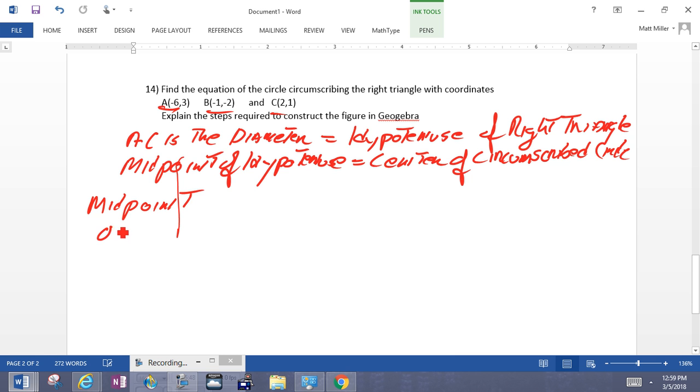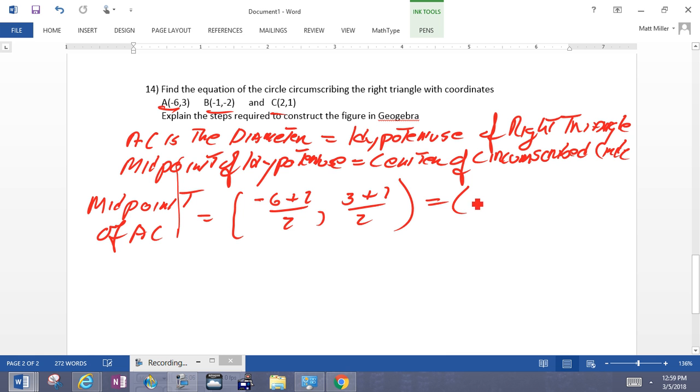So we want the midpoint of AC, which of course you should know by now: negative 6 plus 2 over 2, comma, 3 plus 1 over 2. Negative 6 plus 2 is negative 4, over 2, which is equal to negative 2, and then 3 plus 1 is 4, over 2, which is 2. That confirms what we found in GeoGebra, and that's the center of our circle.